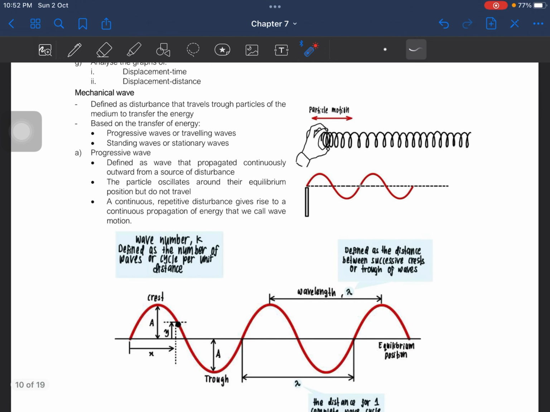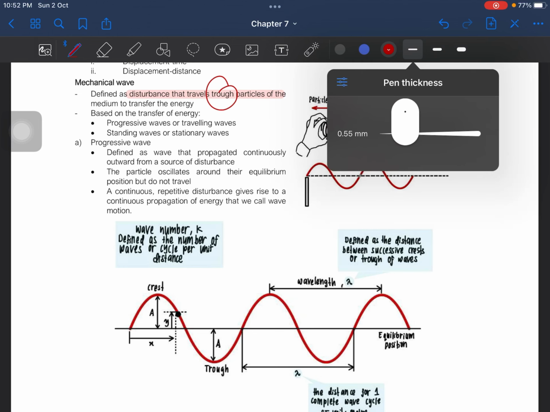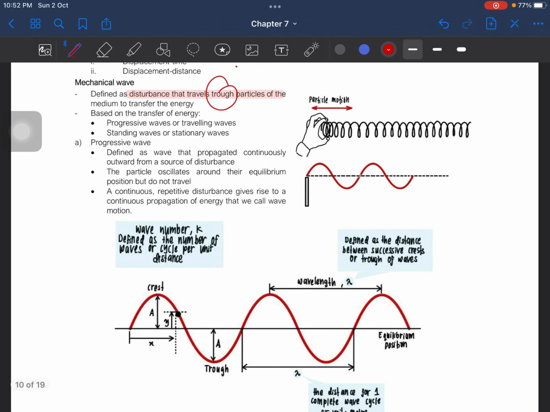So first, kita ada satu wave where we call it mechanical wave. So what is this mechanical wave? Mechanical wave is defined as a disturbance that travels through particles of the medium to transfer the energy. So the transfer of energy untuk mechanical waves happens through a medium.